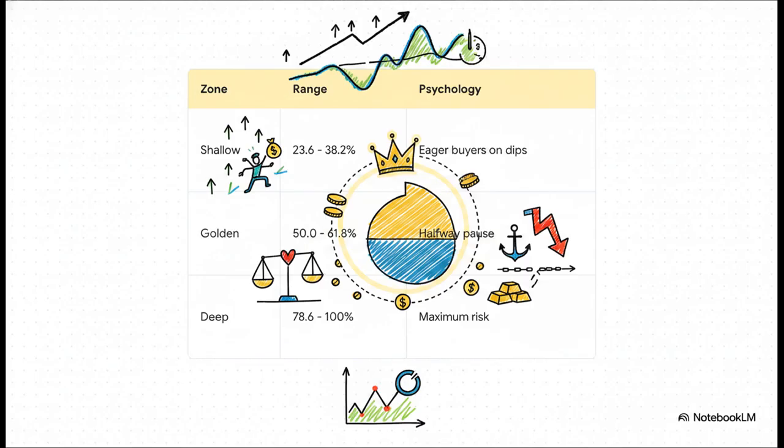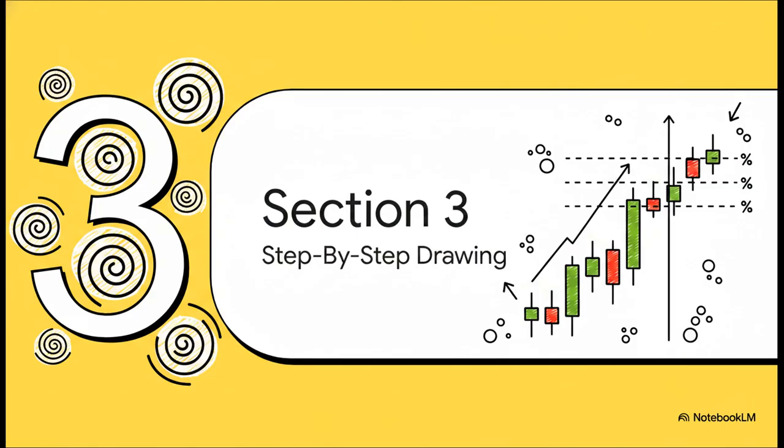So, the whole trick here is knowing exactly which zone you're currently in. You've got the shallow zone from 23.6 to 38.2%, which means it's a super strong trend where eager buyers are just jumping on small dips. Then there's the deep zone, down at 78.6 to 100%. That's maximum risk. It's kind of your last chance before the whole trend is erased. But the absolute holy grail? That's the golden zone, right at 50 to 61.8%. It's the halfway pause, the ultimate last discount for smart money. In fact, over the last 20 years, this has been the single most common reversal point in gold. No joke.